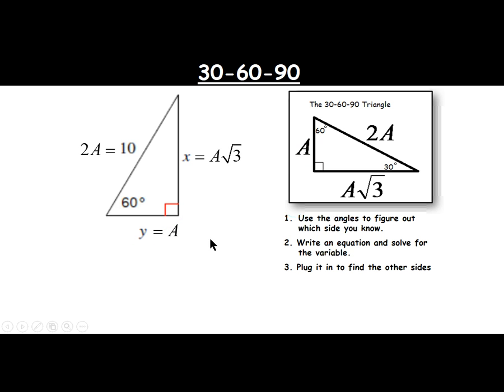Now, if you do something like this, one of these equations is going to be something you can solve. And in our case, it's this one. 2a is equal to 10. If 2 times a equals 10, we can figure out what a is. 2 times what is 10? Oh, it's 5. a is 5.